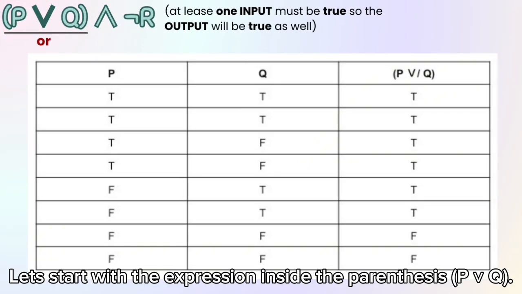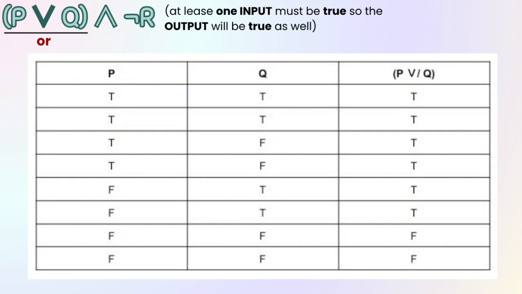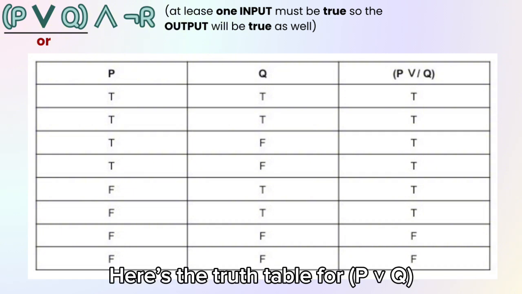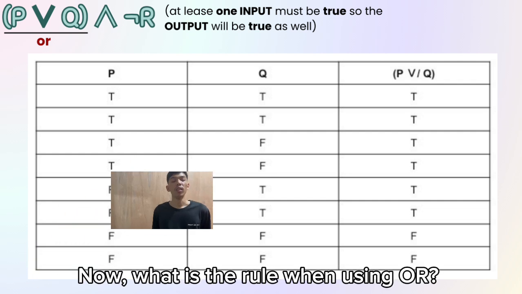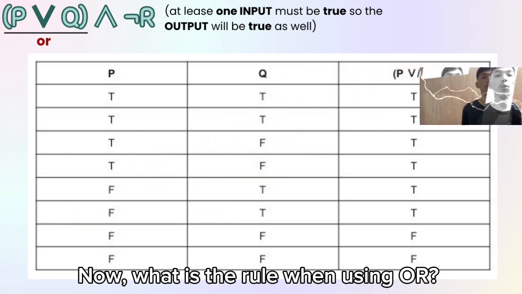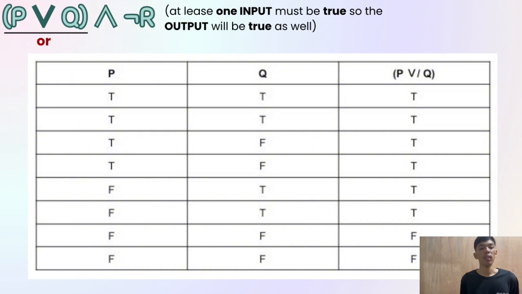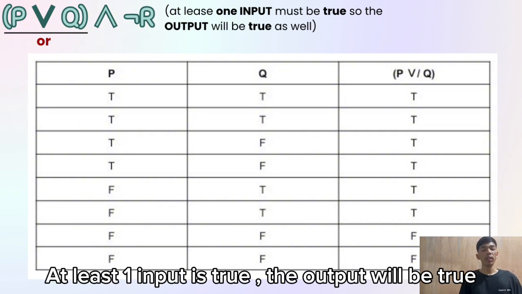Let's start with the expression inside the parentheses, P or Q. Let's focus on P or Q. Here's the truth table for P or Q. Now what is the rule when using OR? If at least one input is true, the output will be true.